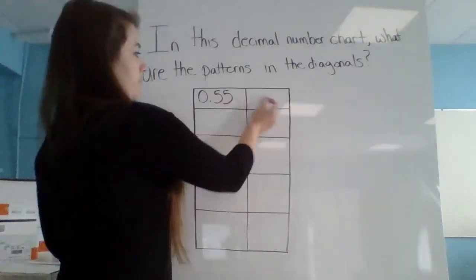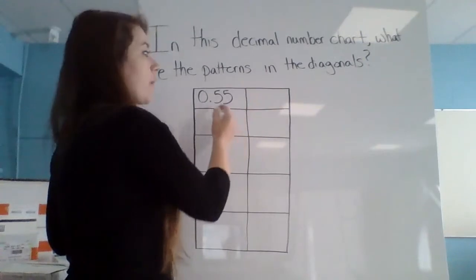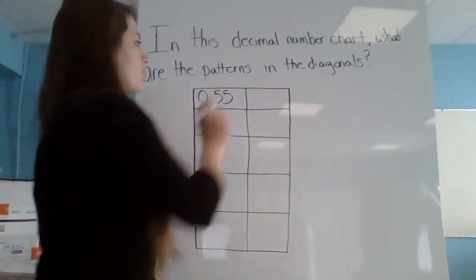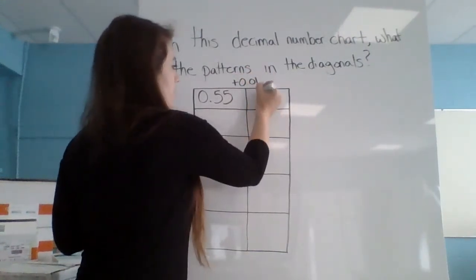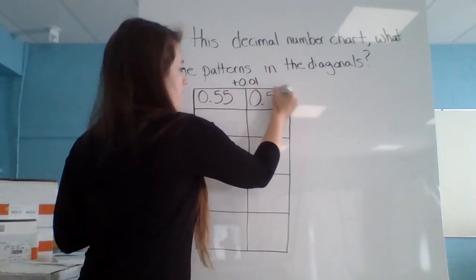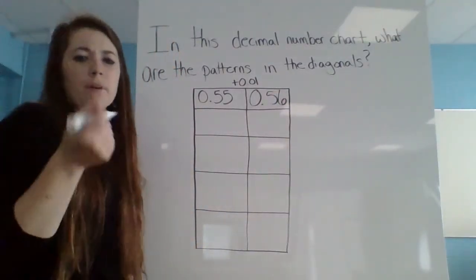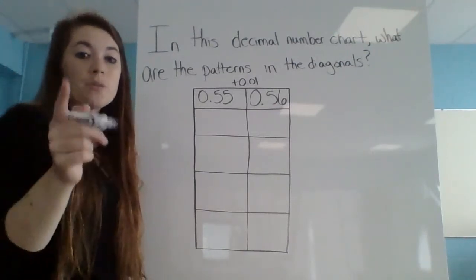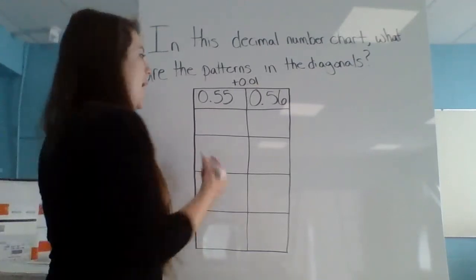So we know in a row going across, going to the right, we're going to add by what now? What was it again? 100th. So we're going to add by 100th. So we're going to get 56 hundredths. Now, what do we do when we're going in the columns? Is that 100th as well? No, it's 1/10. Remember, columns you go up by a 10th.